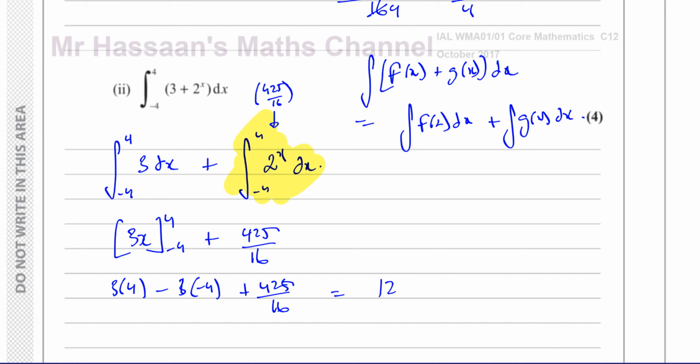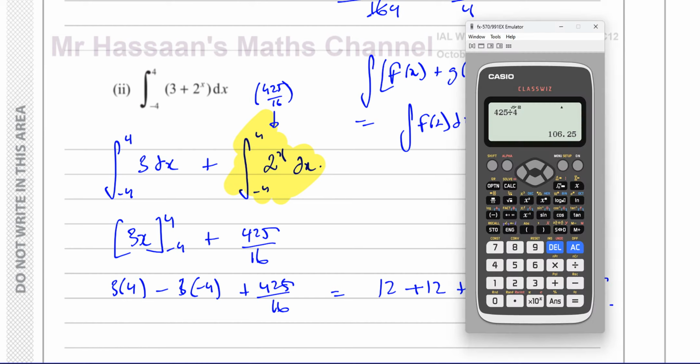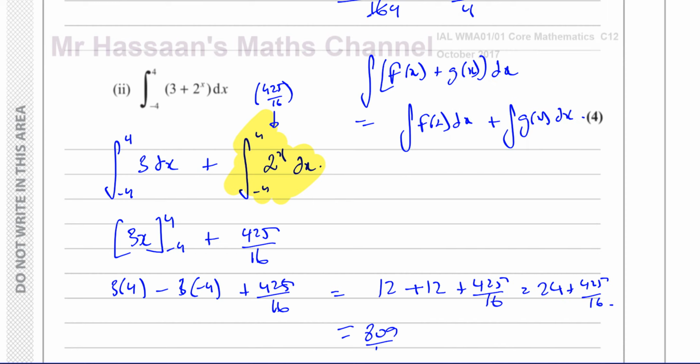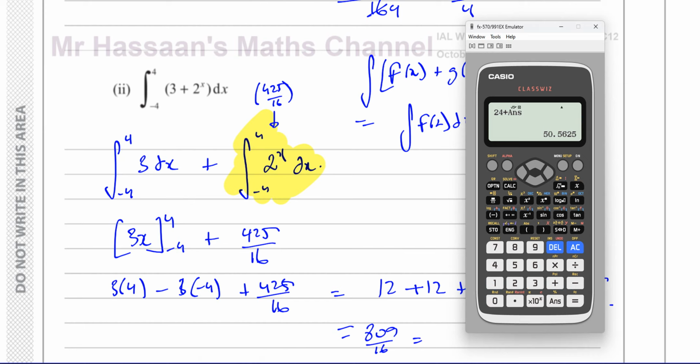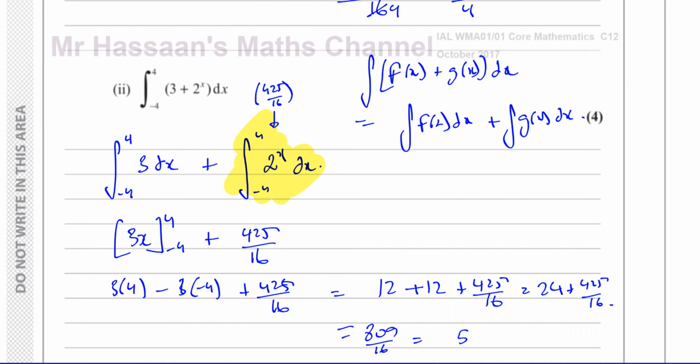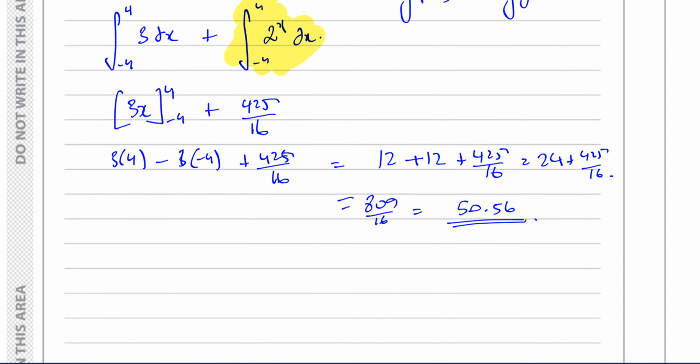That gives you 12 minus minus 12, which is plus 12, plus 425 over 16, which is 24 plus 425 over 16. So we worked that out. It's just 24 plus that last answer that we got, which is 809 over 16. So that's 809 over 16, which we'll round to 2 decimal places like the last one, 50.56. So that's 50.56. And that's the answer for part 2. And that concludes this question.